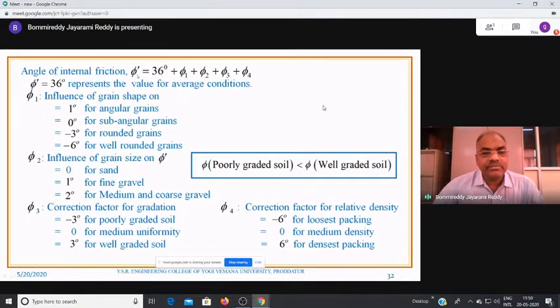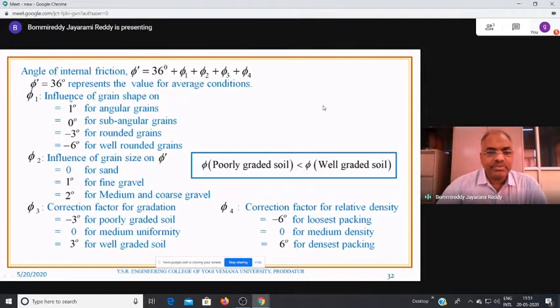Angle of internal friction phi dash equal to 36 plus phi 1, phi 2, phi 3, phi 4. That means in general for sands, cohesionless soil, for perfect cohesionless soil in all the directions, it is exactly 36 degrees. But it varies. This can be decreased or it can be increased depending upon the numerical values of parameter 1, parameter 2, 3 and 4.